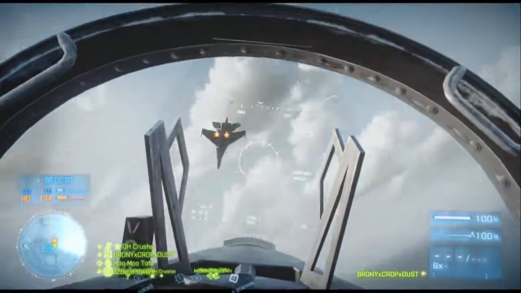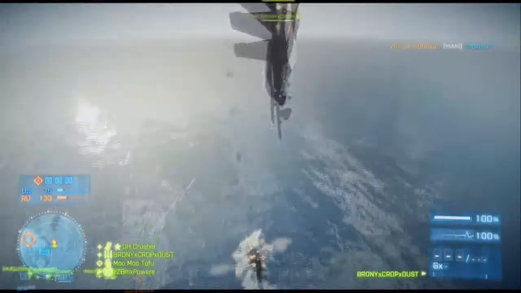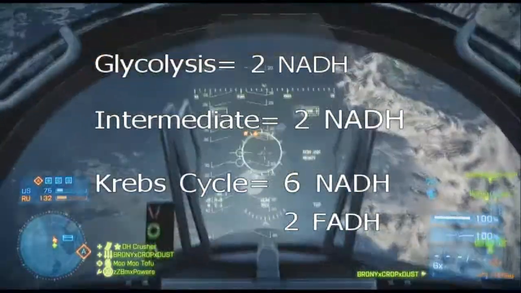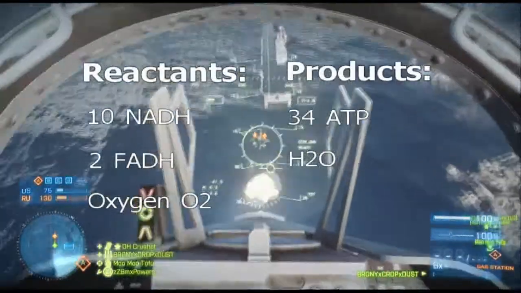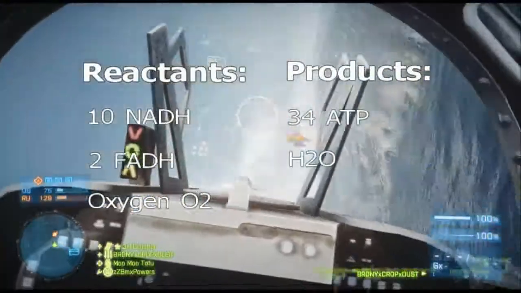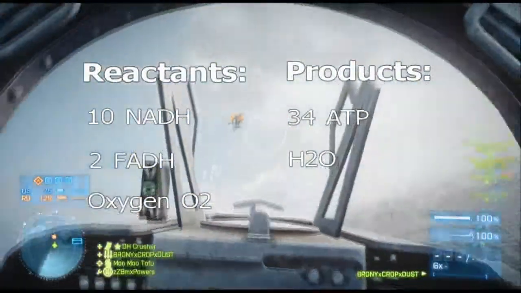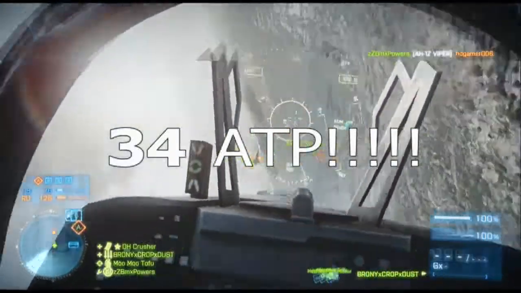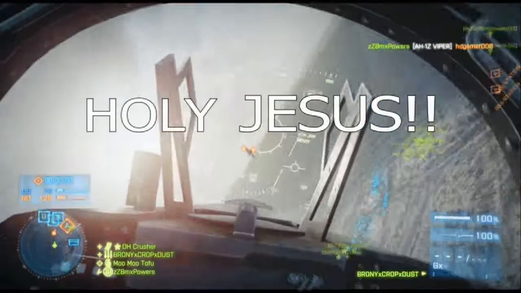There's a total of 10 NADH in this reaction, 2 from glycolysis, 2 from the intermediate stage, and 6 from the Krebs cycle. The 2 FADH will also be in this reaction. The other reactant is oxygen. These will react to make a colossal 34 ATP and some water.